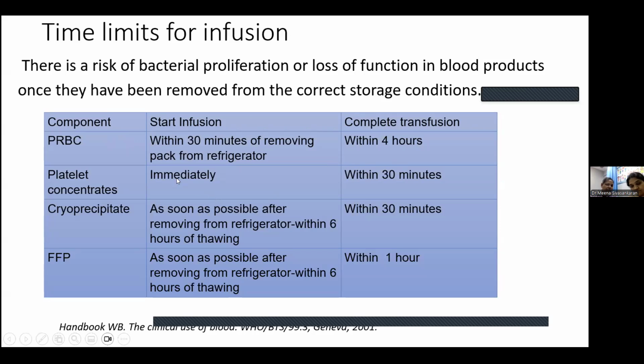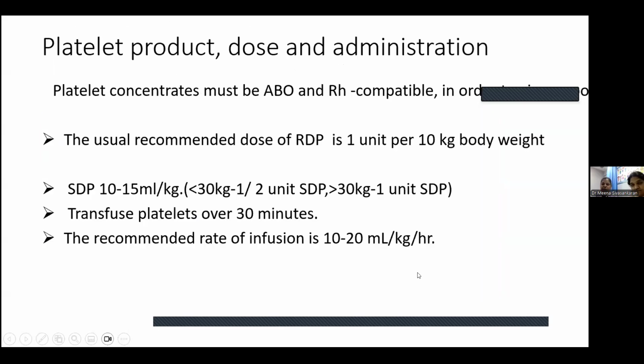For platelet concentrate, we should transfuse immediately after receiving it from the blood bank, and it should be completed within 30 minutes. For cryoprecipitate, use as soon as possible after removing from the fridge, within 6 hours of thawing, and complete within 30 minutes. For FFP, use as soon as possible after removing from the refrigerator, within 6 hours of thawing, and complete within 1 hour.